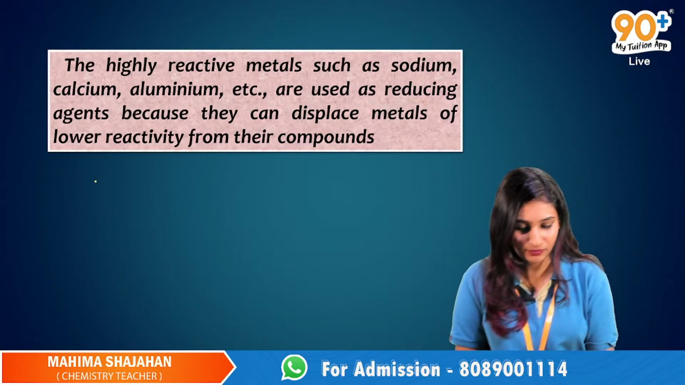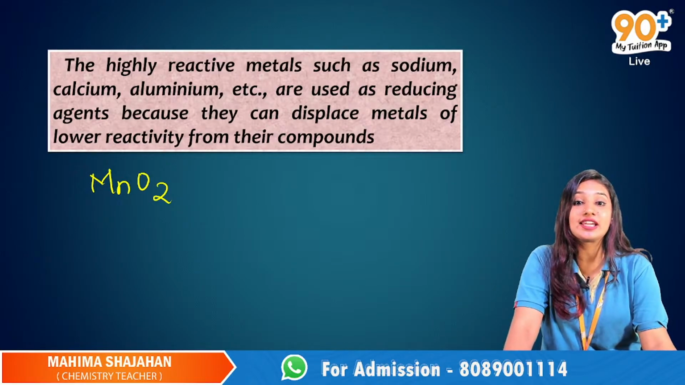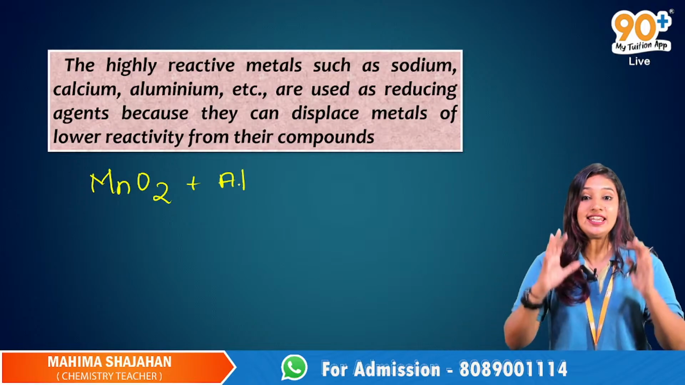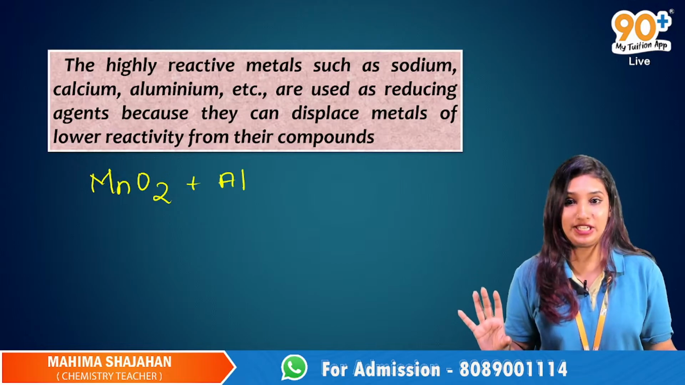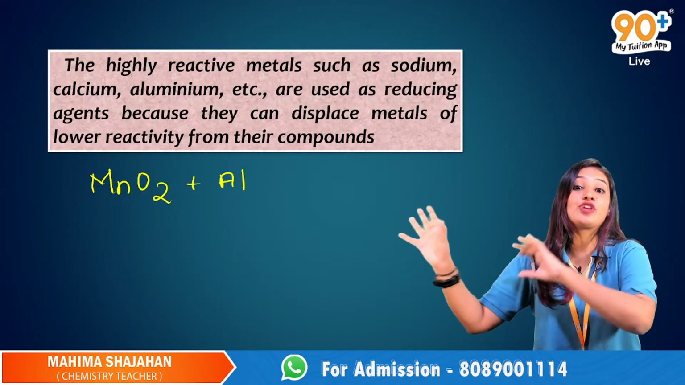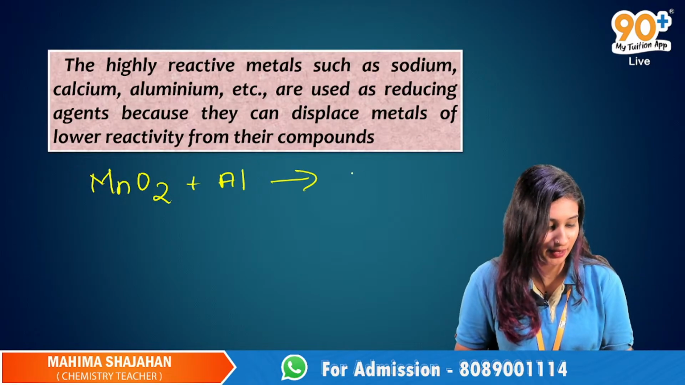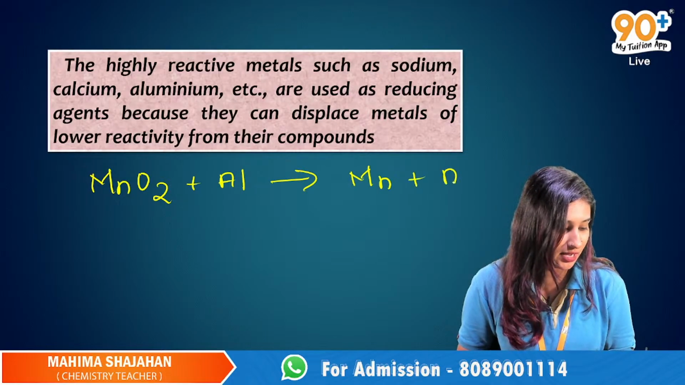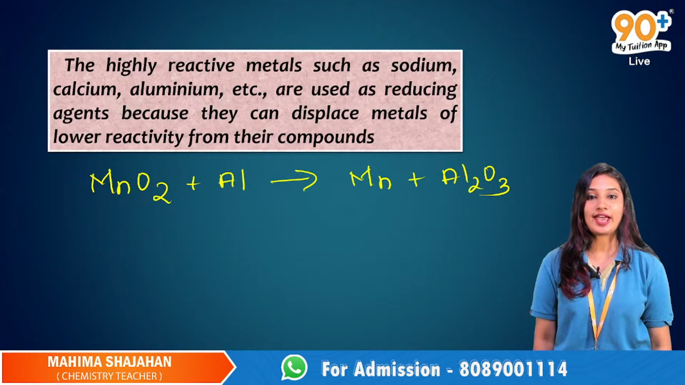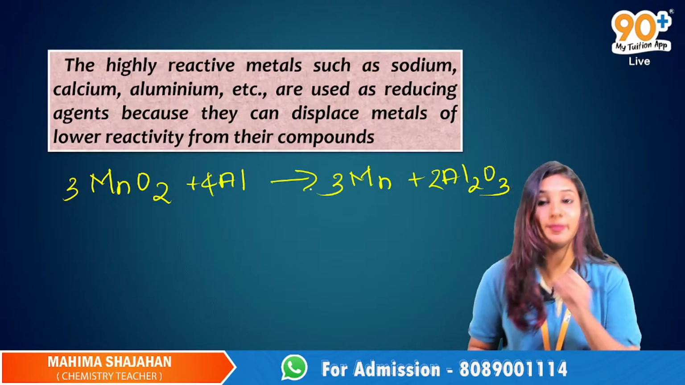For example, MnO2, which is pyrolusite, right? When manganese dioxide is treated with aluminium powder, since aluminium is highly reactive, it will displace manganese from its oxide. So aluminium reduces MnO2 and we'll get manganese. Aluminium will displace manganese from its oxide and form the oxide of aluminium. This is the reaction taking place. This is the displacement reaction that is happening here. Is it clear? Yes, now the equation is balanced.